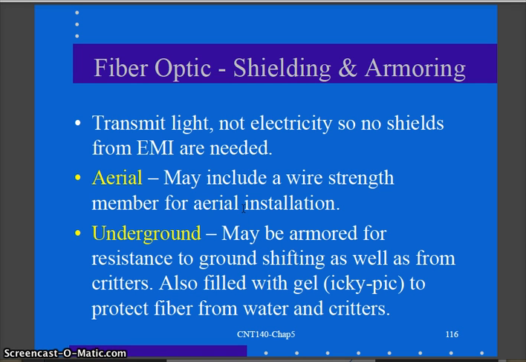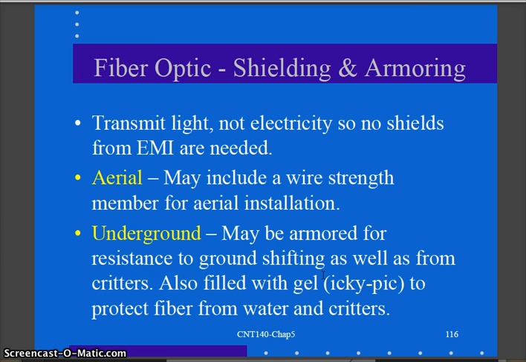Typically, I'm also going to find this underground armored cable, if you will, filled with something called Icky Pick. It's a gel that goes in there that kind of reminds you of toothpaste. The gel is there to try to protect the fiber from any kind of moisture. So if you did get a little break in the insulation, it's there to try to keep the moisture out. But it's also there for another reason, hence the name Icky. It does not taste well to critters.